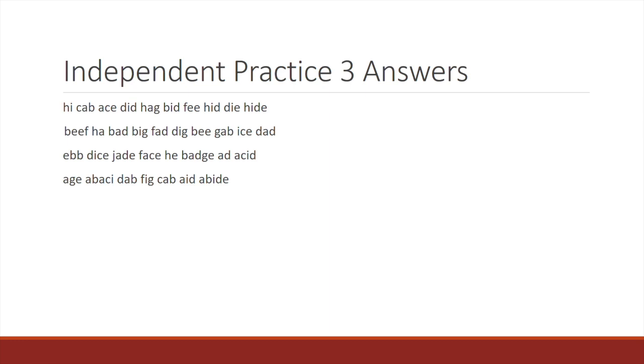The third line words are ebb, dice, jade, face, he, badge, add, acid. And the last line words are age, abaci, dab, fig, cab, aid, abide.